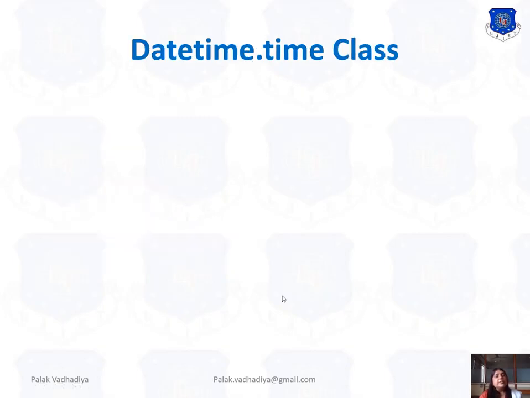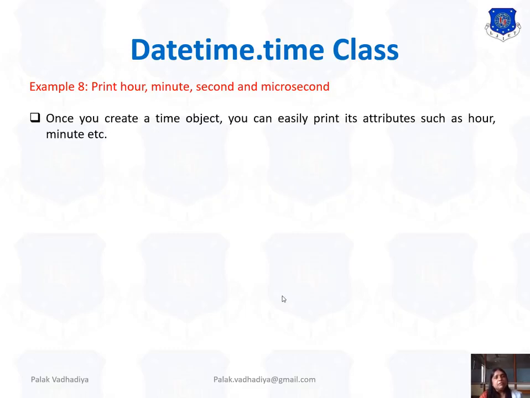Now the next one is the datetime.time class. This is similar to the date class, but here it will give you the time. So if I want to print hour, minute, second and microsecond, then what can you do? Simply, we have to use the datetime module. I want to import the class. The name of that class is time. Then here I just specify the time.